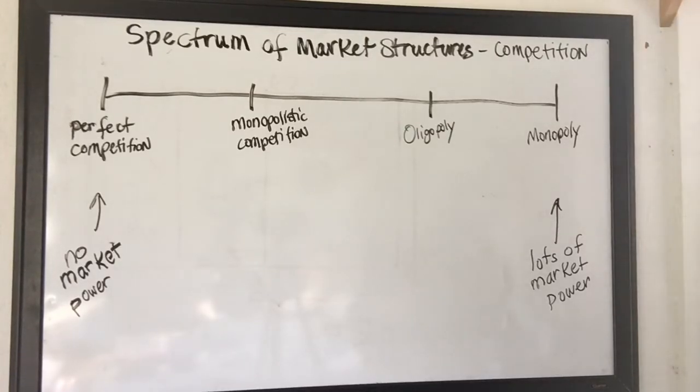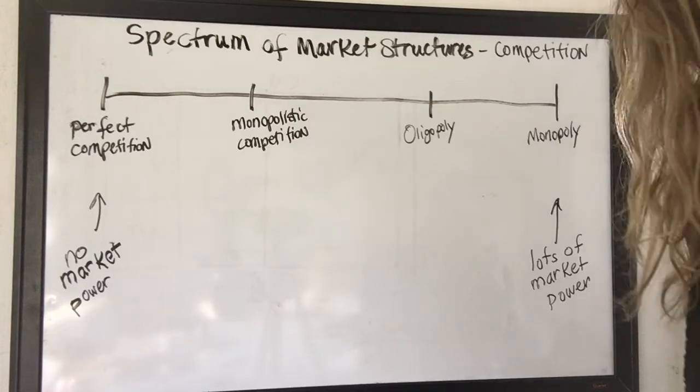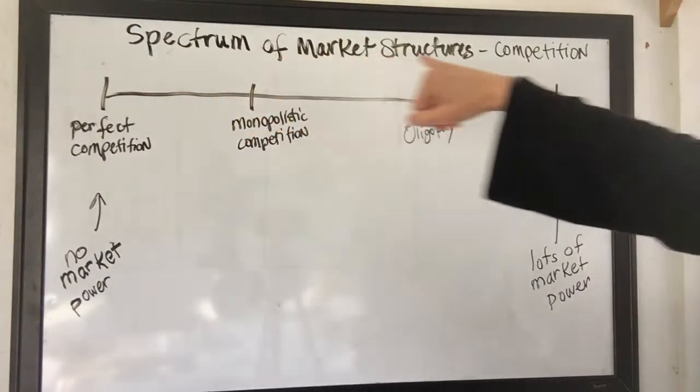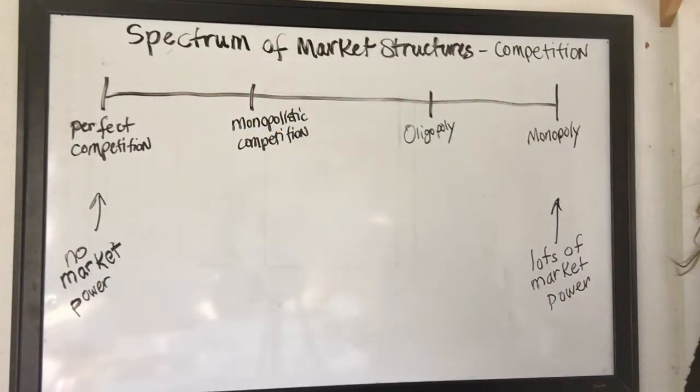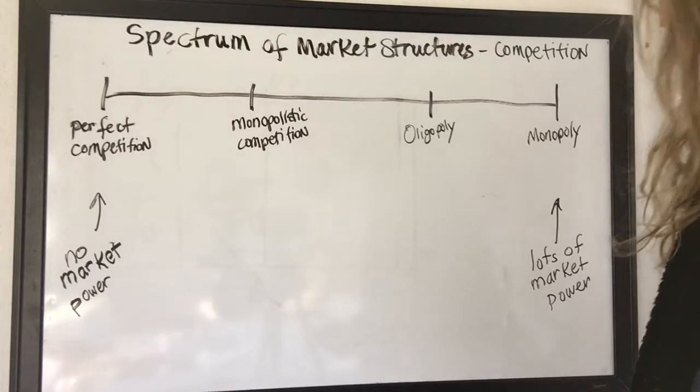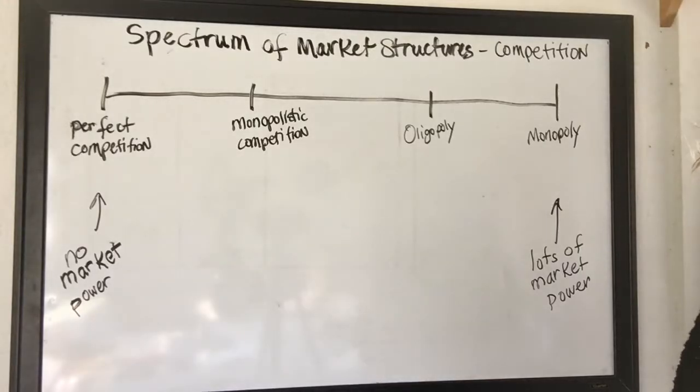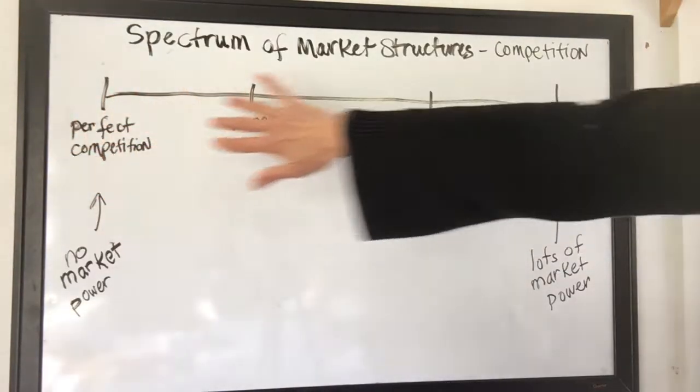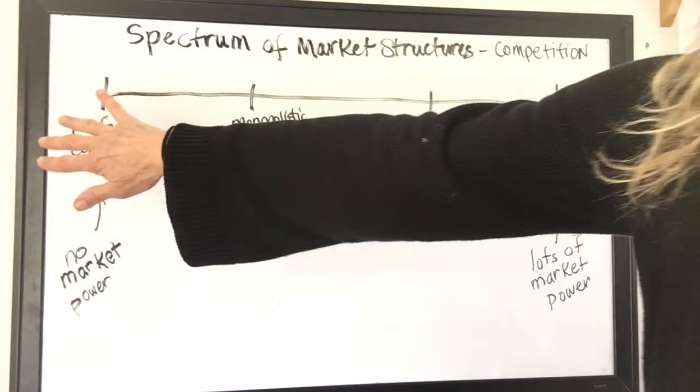Good morning. Let's talk about market structures today. So we've got a spectrum of market structures. What we're really looking at is competition. How much competition is there in a particular industry or market? So from the microeconomic analysis perspective, we talk about this spectrum of market competition.